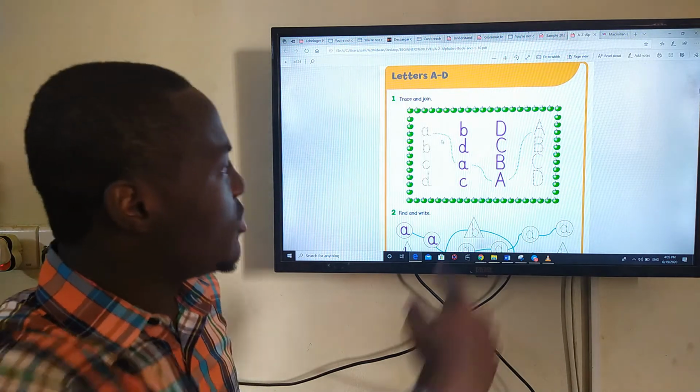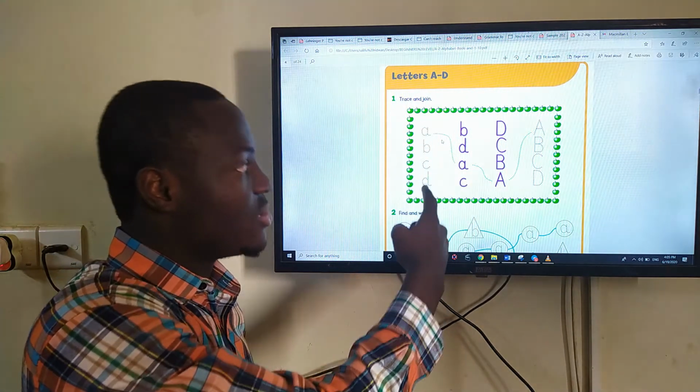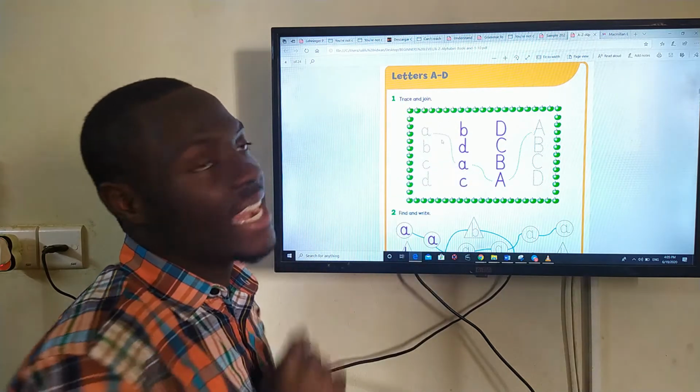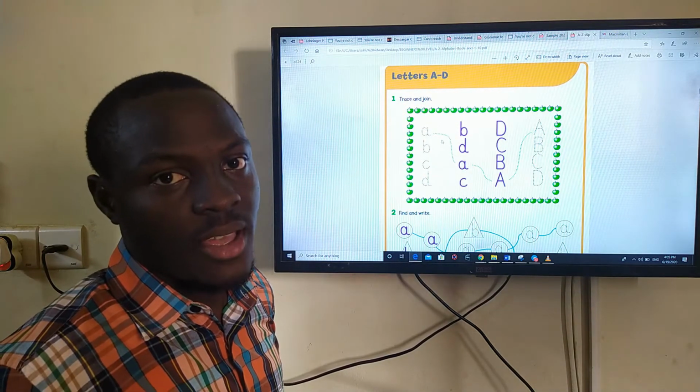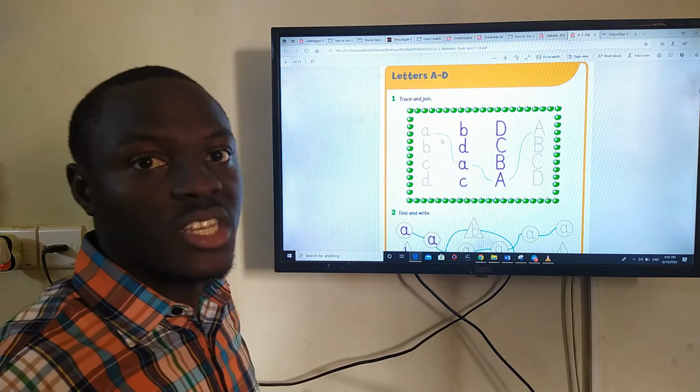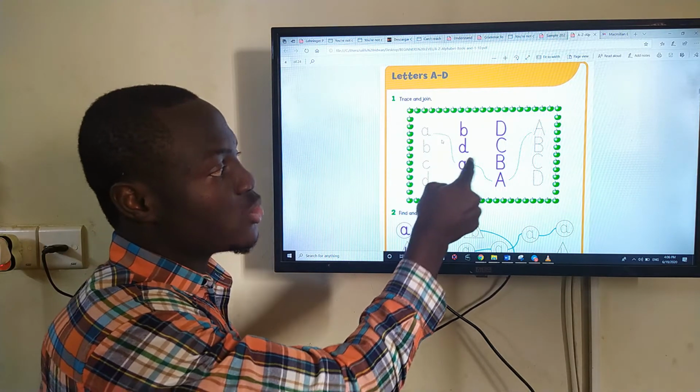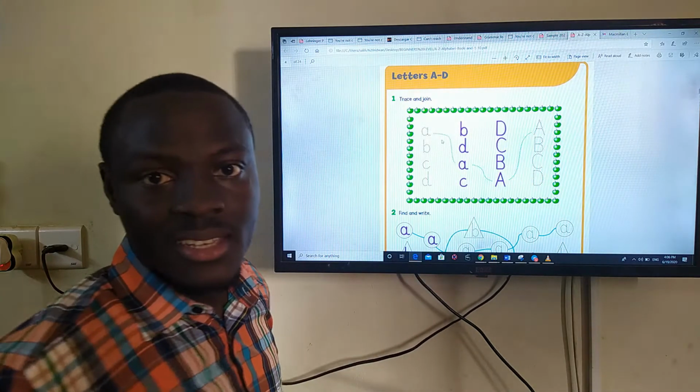Now, after you've been able to trace through these letters you are seeing here, you are supposed to what? To link one letter to the other. Do you understand me? And that is what we mean by what? You are joining two things together. So you link this to that. And you see this one is also linked to this, and this is linked to that, in that order.